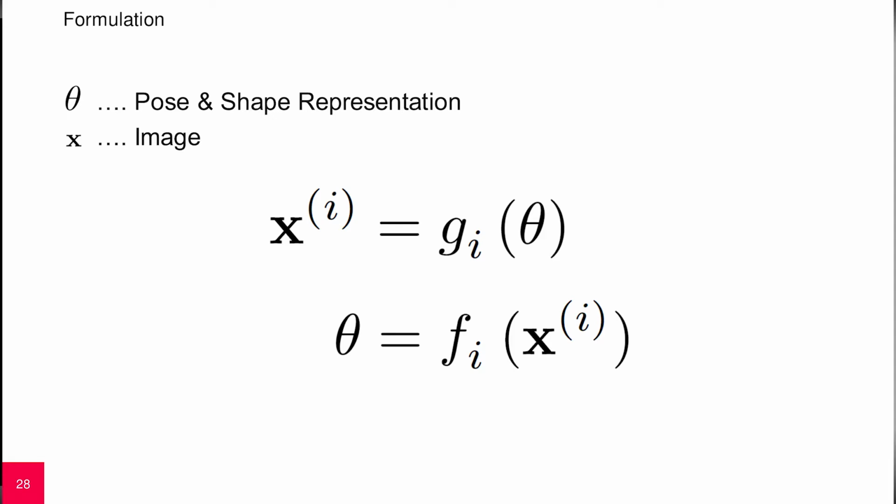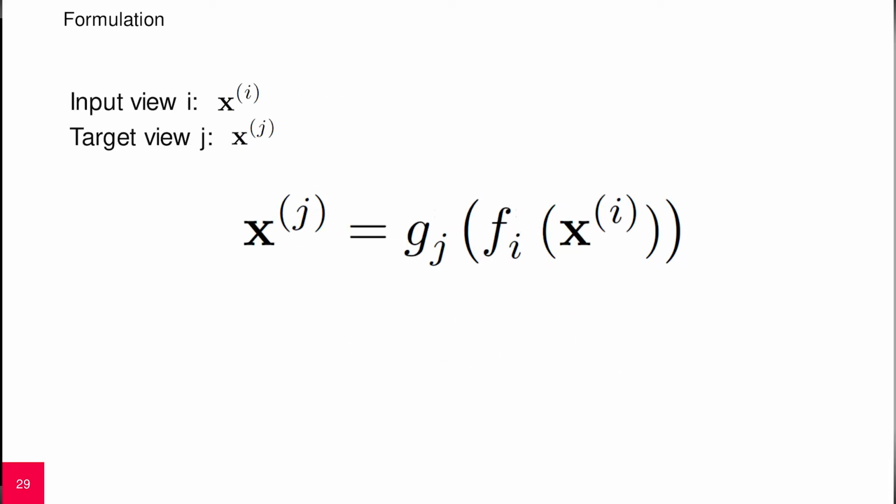And now the idea we are exploiting can be seen by simply substituting the pose representation theta in the first equation by the second equation. Then we already end up with our full model, which maps the hand image from one camera view to the image of another camera view, J. So it maps this image first to a latent representation and then to the other view.